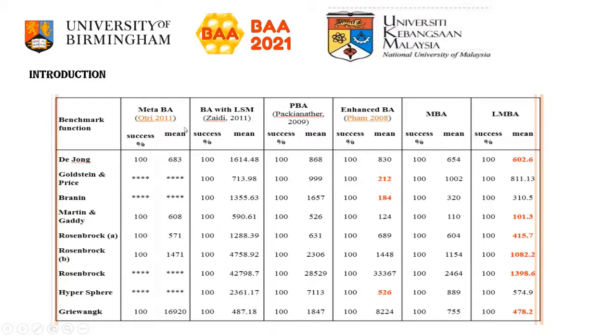And if you look at the years, we can see that the focus on initialization has not been there. It has been ignored by most of the researchers. So in that case, we came up with this initialization proposal.